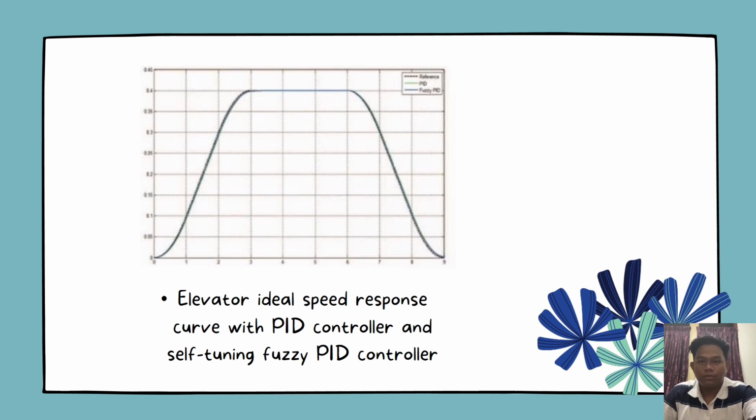And the last graph shows the elevator ideal speed response curve with the PID controller and the self-tuning fuzzy PID controller. The PID controller and the self-tuning fuzzy PID controller achieve a good tracking response. The fuzzy PID controller outperforms the conventional PID controller.